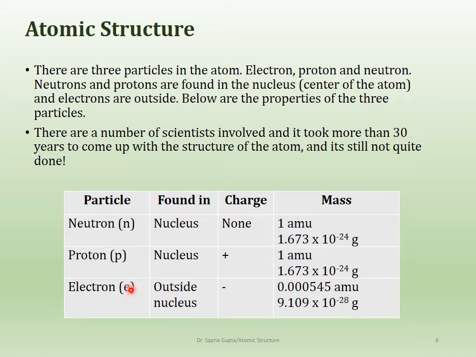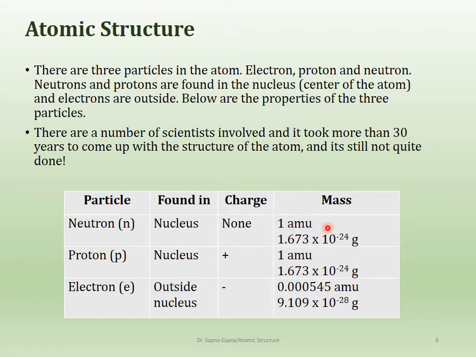Electron, which is represented by e, is found outside the nucleus. This is the only particle found outside the nucleus. It has a negative charge and its mass is 1,000 times smaller than the mass of the neutron and the proton, which is 9.109 times 10 to the negative 28 grams. So about 1,000 times smaller than neutron or proton. As far as the atom is concerned, the mass of electron is considered to be weightless, pretty much.